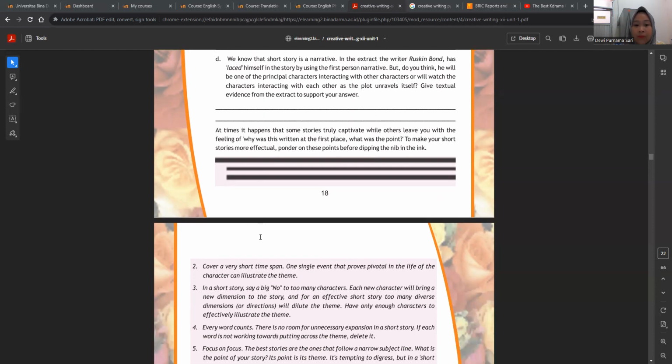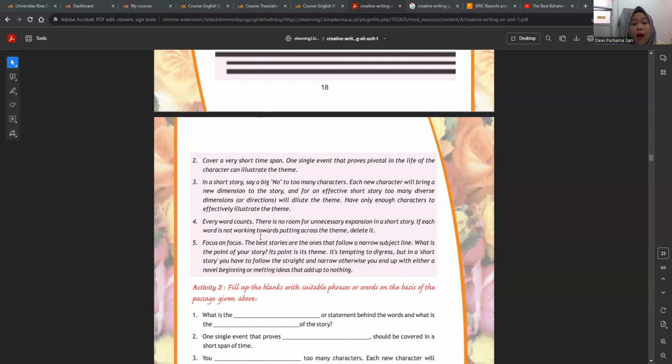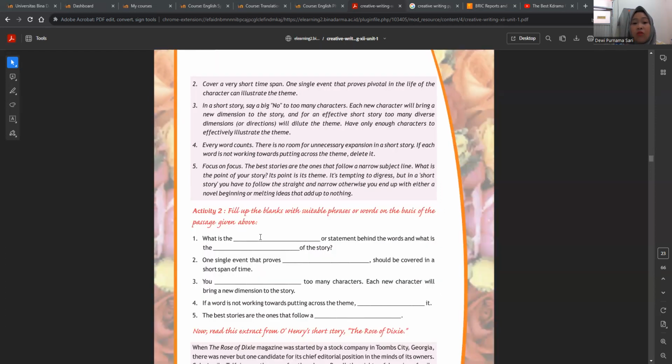Okay, first one, you have to cover a very short time span. One single event that proves pivotal in the life of the characters that can illustrate the theme. So you have to characterize the character well, okay, how interesting the characters are and how they can attract readers to read your short story.